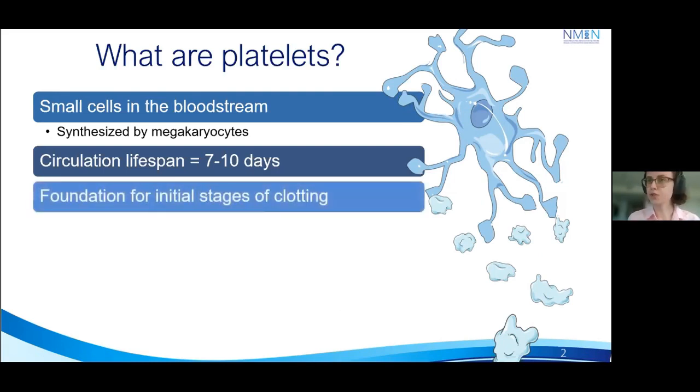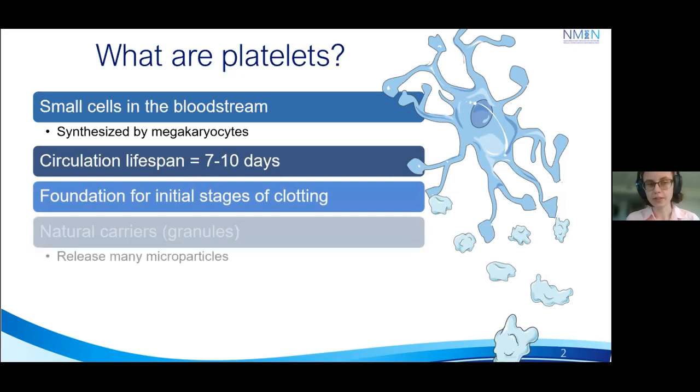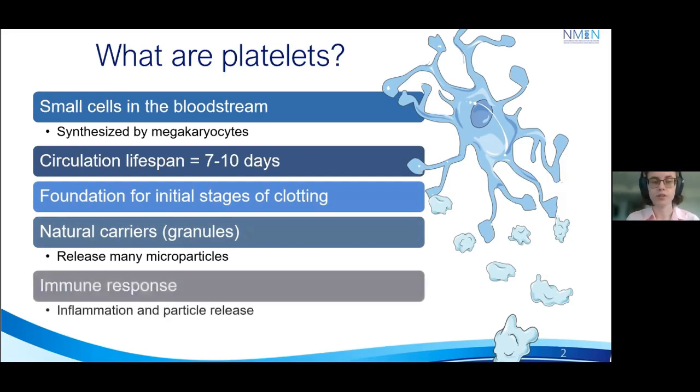Once they're circulating, their main role is to stop bleeding. If you have any sort of injury, whether it be a paper cut or severe trauma, platelets are the first cells on the scene. Once they're there, they release a bunch of different microparticles that contain proteins and factors that will recruit more platelets and other coagulation proteins in order to form a clot and really stop the bleeding. In addition, platelets will also release cytokines and chemokines at the sites of injury and have a really important position in the inflammatory response of these sites of injury.